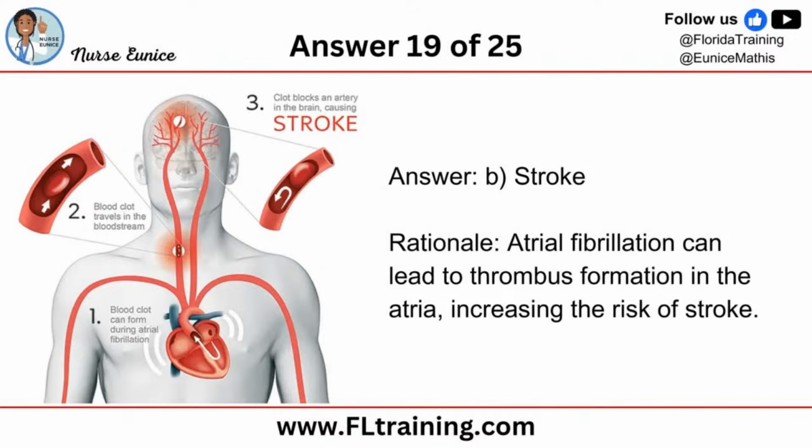Great job. So if the blood becomes stagnant, the person is more likely to develop blood clots. And when those clots travel, one could travel to the brain and the person could have a stroke. So the correct response is B, stroke. Atrial fibrillation can lead to thrombus formation in the atria, increasing the risk of stroke. And when you look at the image, it shows you, hey, the clot has started off in the heart and now it travels. That's number 2. And then number 3 is actually going to block an artery in the brain. And that's when the person can have stroke-like symptoms.